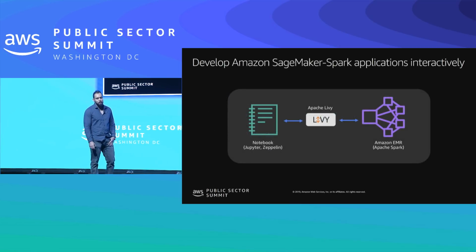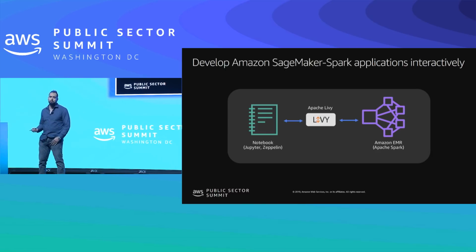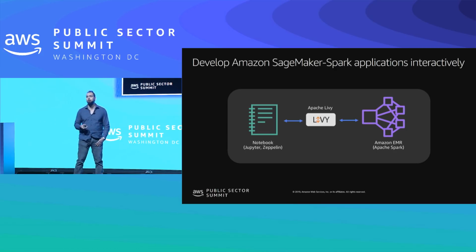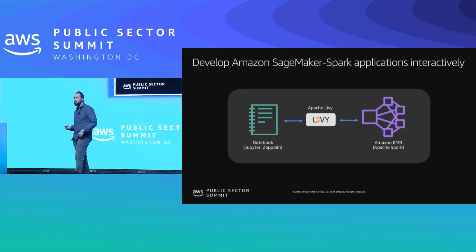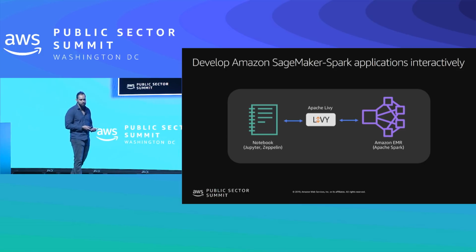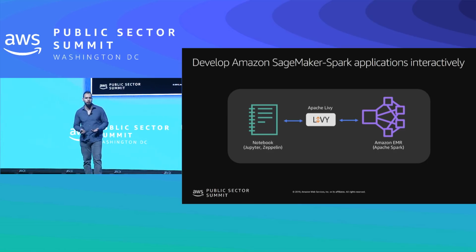So let's talk a little bit about developing an Amazon SageMaker Spark application. There are various ways to do that. For example, you can download the Spark SageMaker SDK, use your IDE of choice, and create your own application. However, for the demo purposes that I'll be showing you today, I would like to create a SageMaker Spark application in an interactive way.